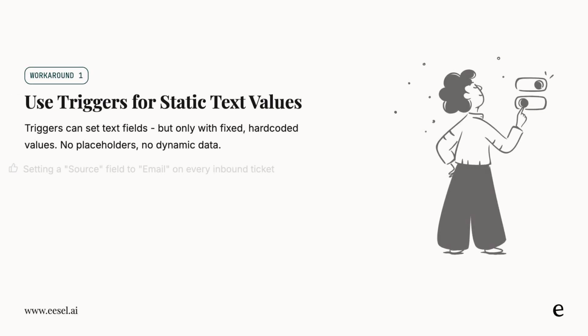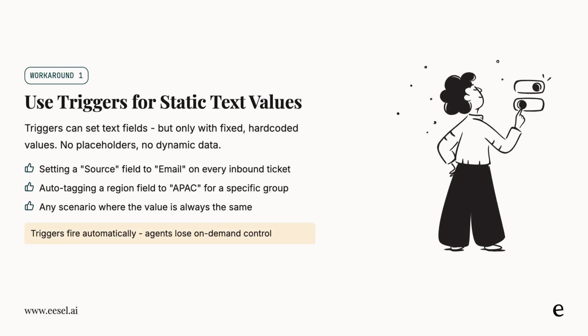For text fields with static values, triggers are your best option. A trigger can set a source field to email on every inbound ticket, or assign a region field automatically based on the group. The catch is that triggers fire on conditions, not on demand. Agents cannot apply them manually the way they can a macro.